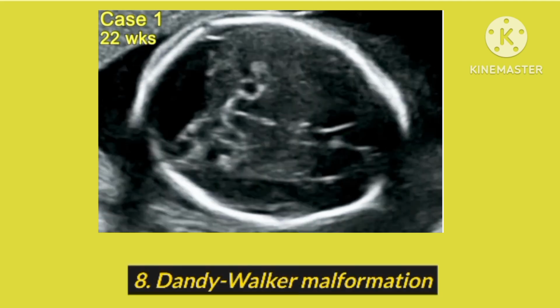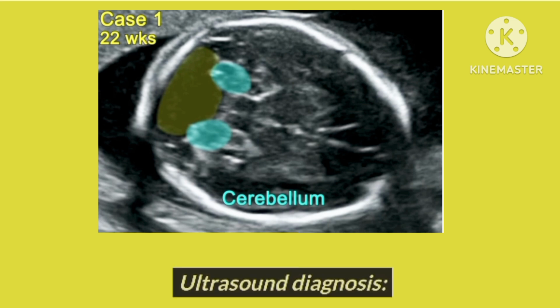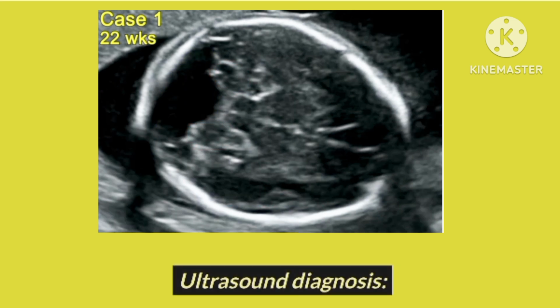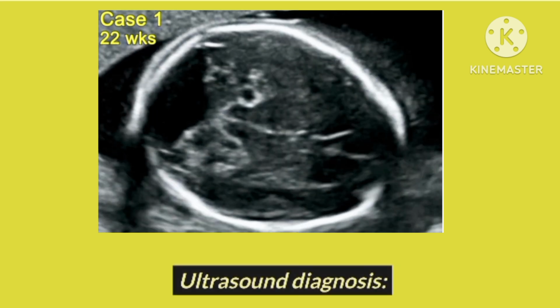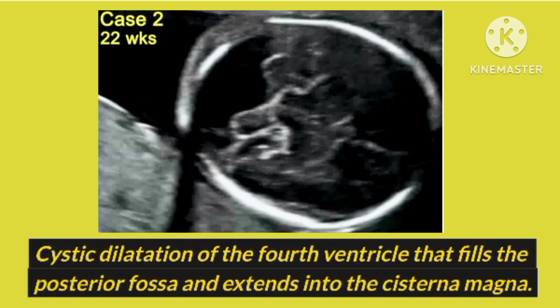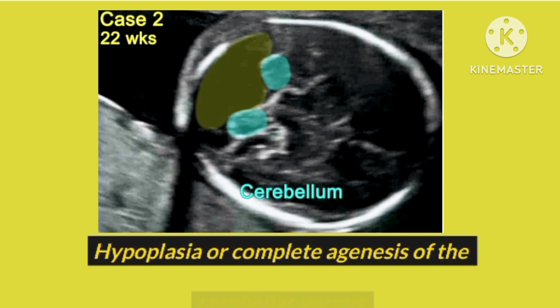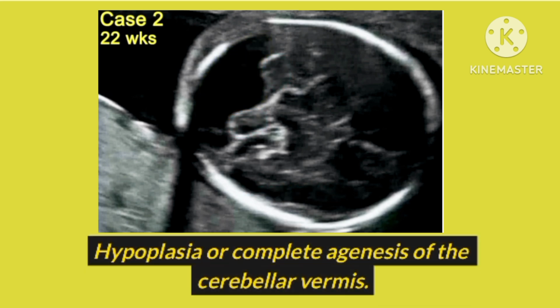Number 8. Dandy-Walker malformation. Ultrasound diagnosis. Cystic dilatation of the fourth ventricle that fills the posterior fossa and extends into the cisterna magna. Hypoplasia or complete agenesis of the cerebellar vermis.